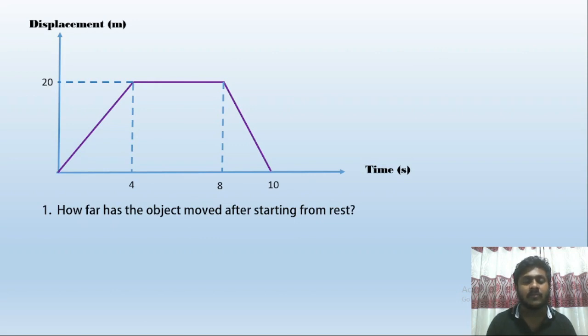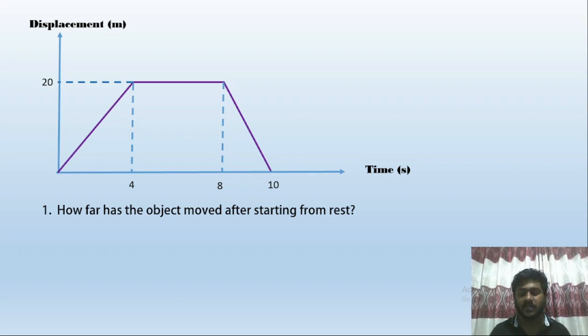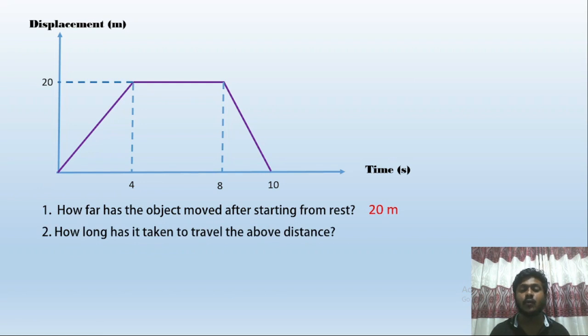Now, let me discuss some questions related to the displacement time graph. According to this graph, it asks how far the object has moved after starting from rest. So it moves 20 meters along the straight path. Then the second one, how long has it taken to travel the above distance? It takes 4 meters. Sorry, it takes 4 seconds.